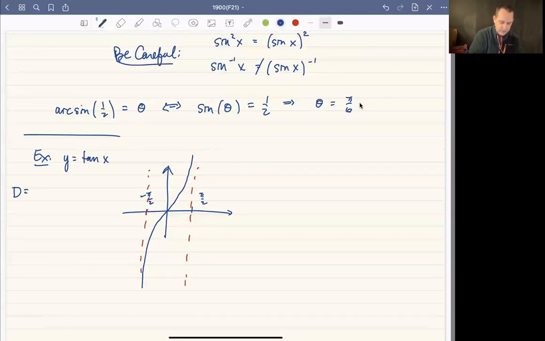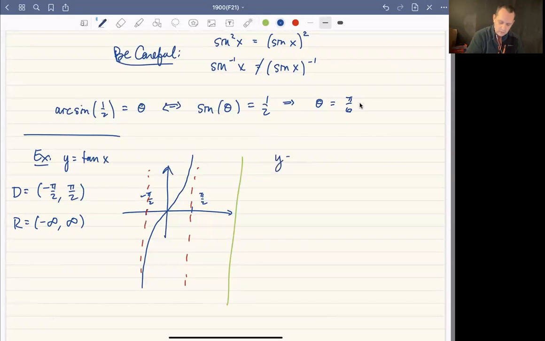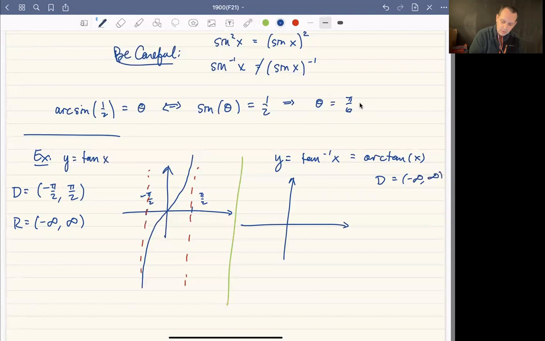So here our domain is going to be from negative pi over 2 to pi over 2, not including the endpoints. And our range is going to be from negative infinity to infinity, so all real numbers. And so that means that the inverse function, y equals tan inverse of x, or if you prefer the arc tangent of x, that's fine. Many people use both notations, so I'm going to try and use both notations as well. But this function is going to look like this. So first of all, its domain is going to be all real numbers. Its range is going to be from negative pi over 2 to pi over 2.